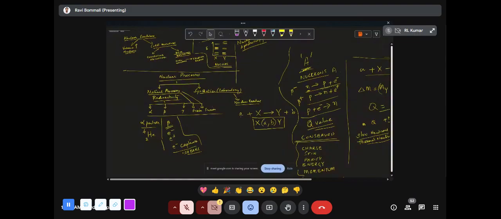Where did beta decay happen? Low atomic number or high atomic number? Do you remember it? Where did beta decay happen? Think again, look again. Yes, low atomic number, sir. Low atomic numbers, right?